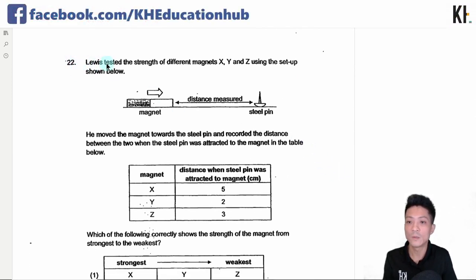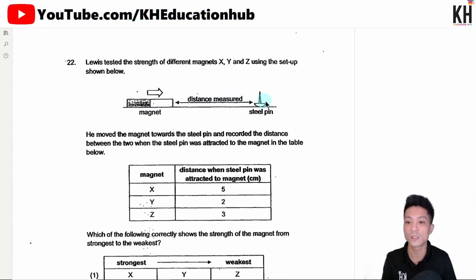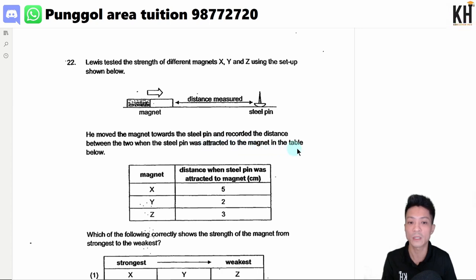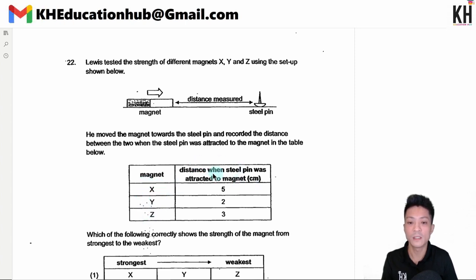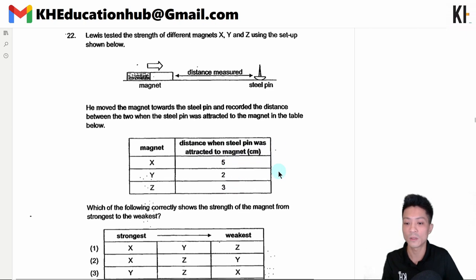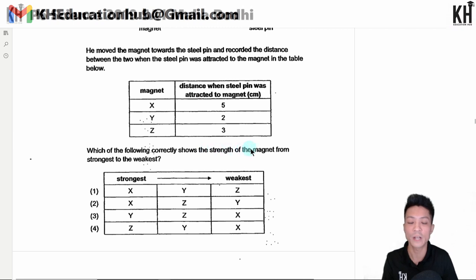Question 22. Lewis tested the strength of different magnets X, Y, and Z using the setup shown below. So there is a magnet, the distance is measured, and there's a steel pin. He moved the magnet towards the steel pin and recorded the distance between the two when the steel pin was attracted to the magnet in the table below. So there are three different magnets, X, Y, and Z, and the distance when the steel pin was attracted to the magnet differs. Which of the following shows the strength of the magnets from strongest to weakest?